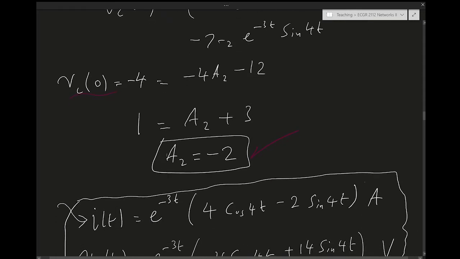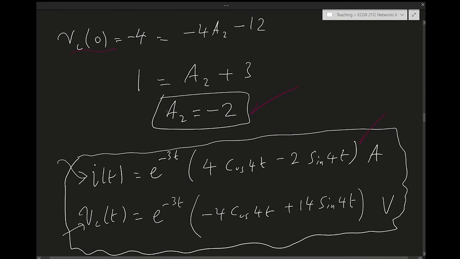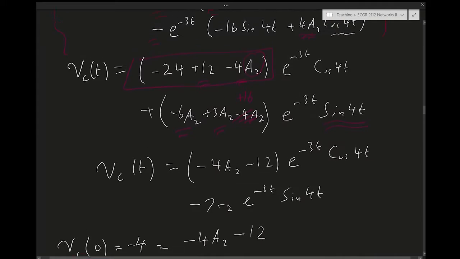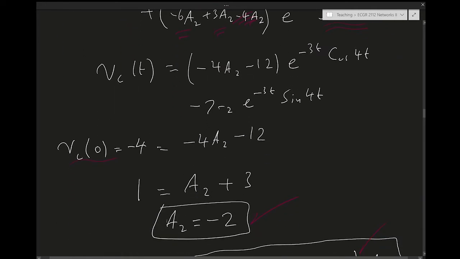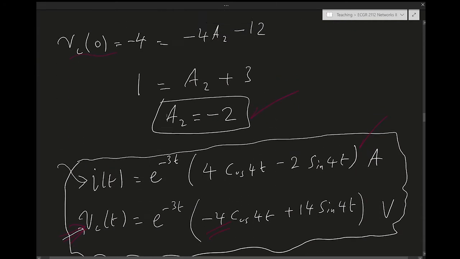So we still found the correct value of A2, right? And we have the correct expression for I, but how this mistake propagated is when writing the expression for V of C. When writing the expression for V of C, you just plug in minus A2 here, you get minus 24 plus 12, minus 12 plus 8, minus 12 plus 8 is minus 4. So this term was correct.